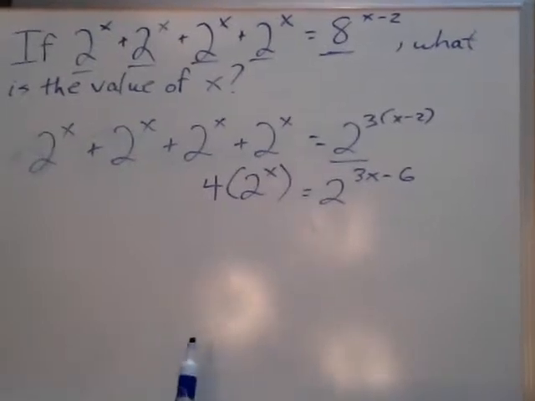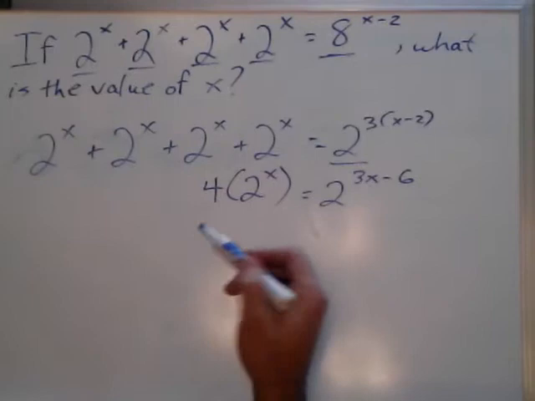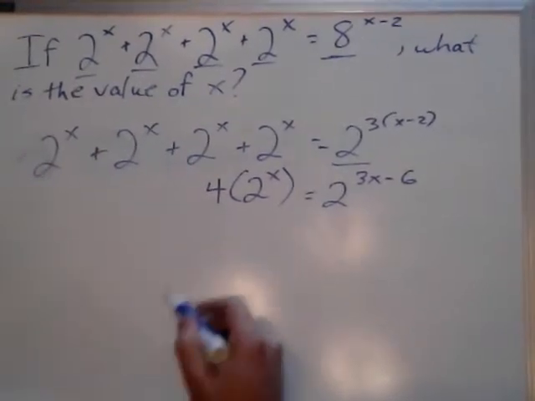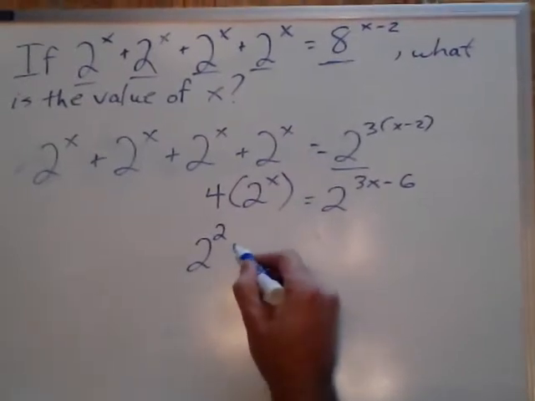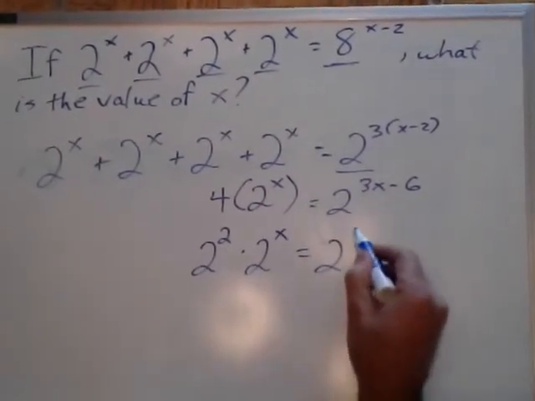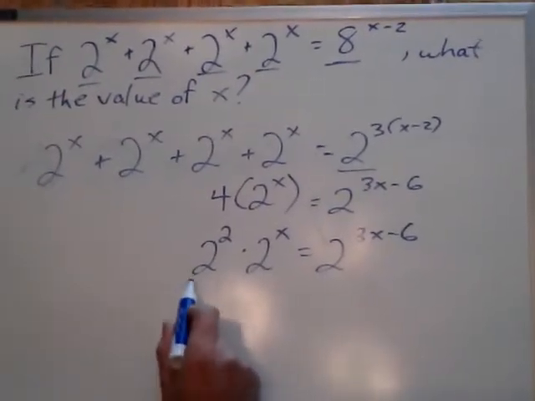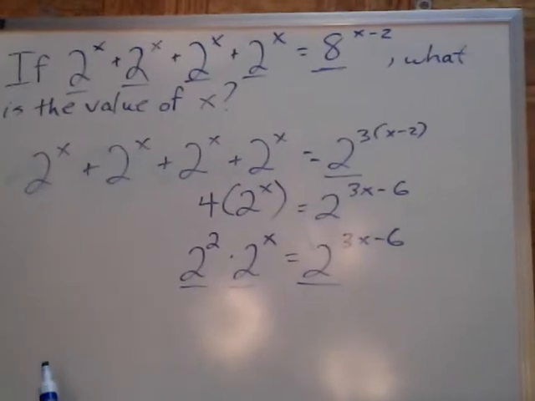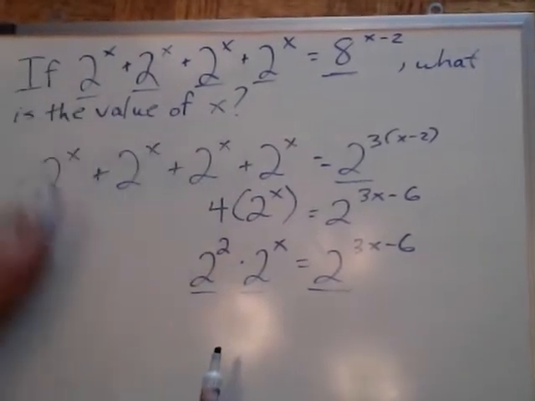So now what could I do? I'm always looking to change the bases lower. If I look at the 4, I'm just going to change that into base 2, which is what? 4 is 2 squared. So now I have this: 2 squared times 2 to the x is equal to 2 to the 3x minus 6. So now we're getting pretty warm. We've got all the bases the same. We've got it into multiplication, which is a lot easier to deal with than the addition.